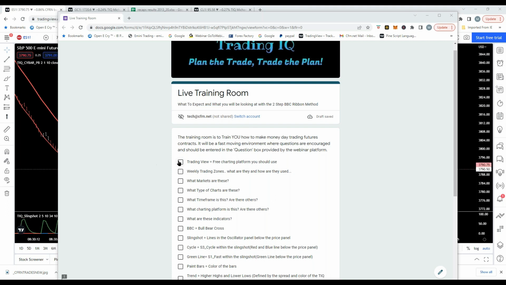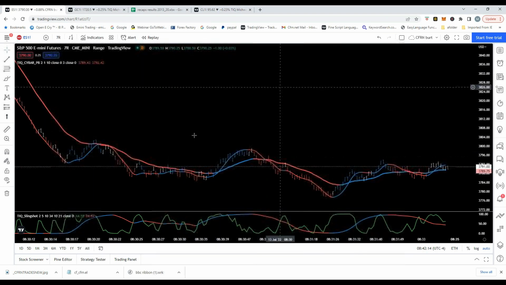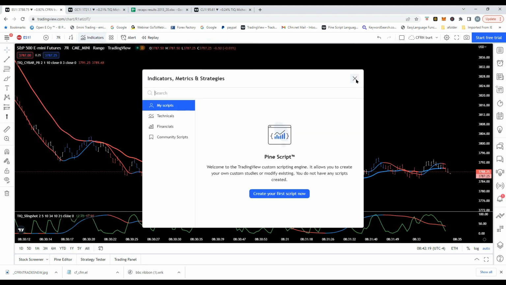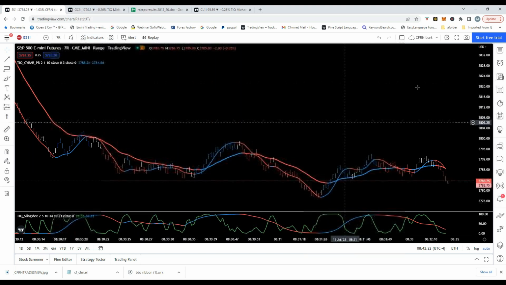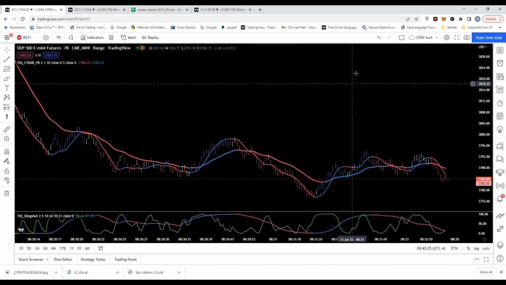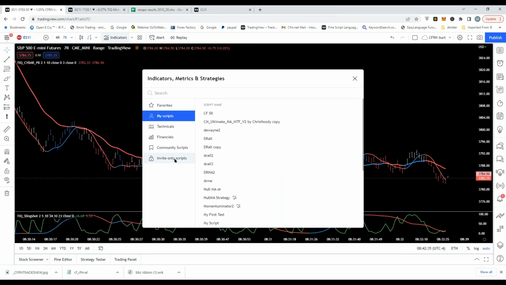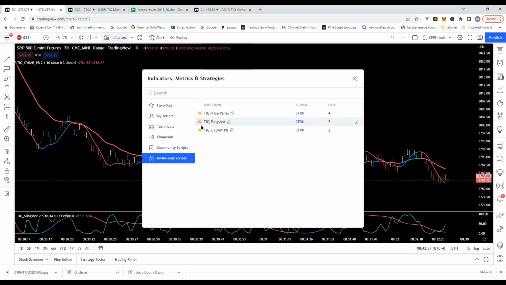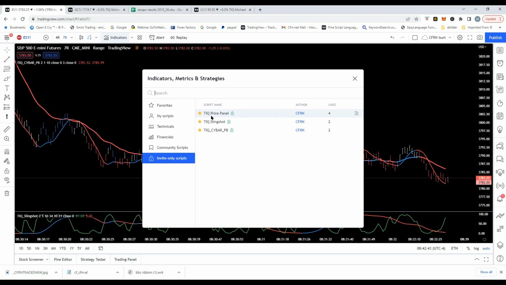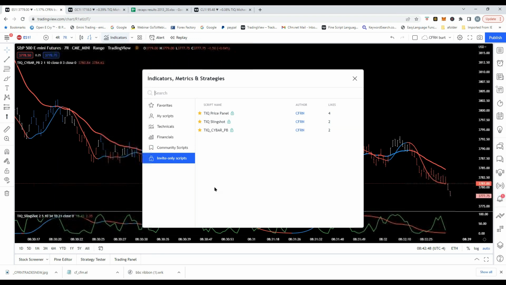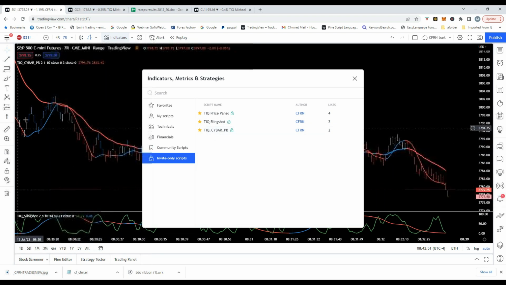All right, once you've done that part, then you will have a chart like this, okay? And then when you go to indicators, once you give us your ID and we enable things for you. Hang on, I got to sign back in, I think. Once you give us your ID and we enable things for you, then you will have access to invite only scripts like these down here. All right, you click on that, and these are the indicators that we give to you for your trial period. You click on TIQ price panel and you will get all of these indicators right here.